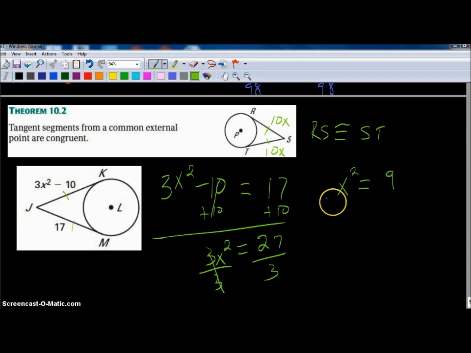How do you get rid of x squared? You take the square root. Square root of 9 is 3. X equals 3. This type of question was easy smeezy. I bet you thought it was going to be hard because of the x squared, but no, it was easy. So as long as you have two tangents, two lines on the outside that meet at one point, they are equal, congruent, which makes life simple.